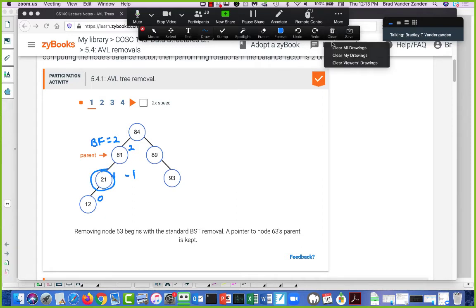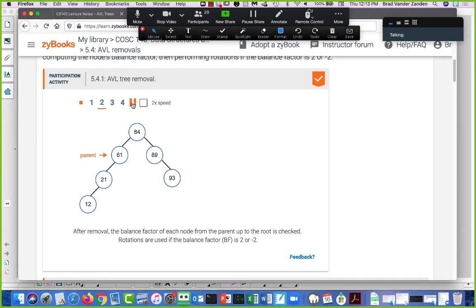Okay, so clearing this and running it. Balance factor is 2, so we rebalance about 21. Now the balance factor at 21 is 0. The balance factor at 84 is also 0 because the height of each of the two trees, 21 and 89, is 1. So the balance factor is 0 and we're rebalanced. Next we're going to delete 84.